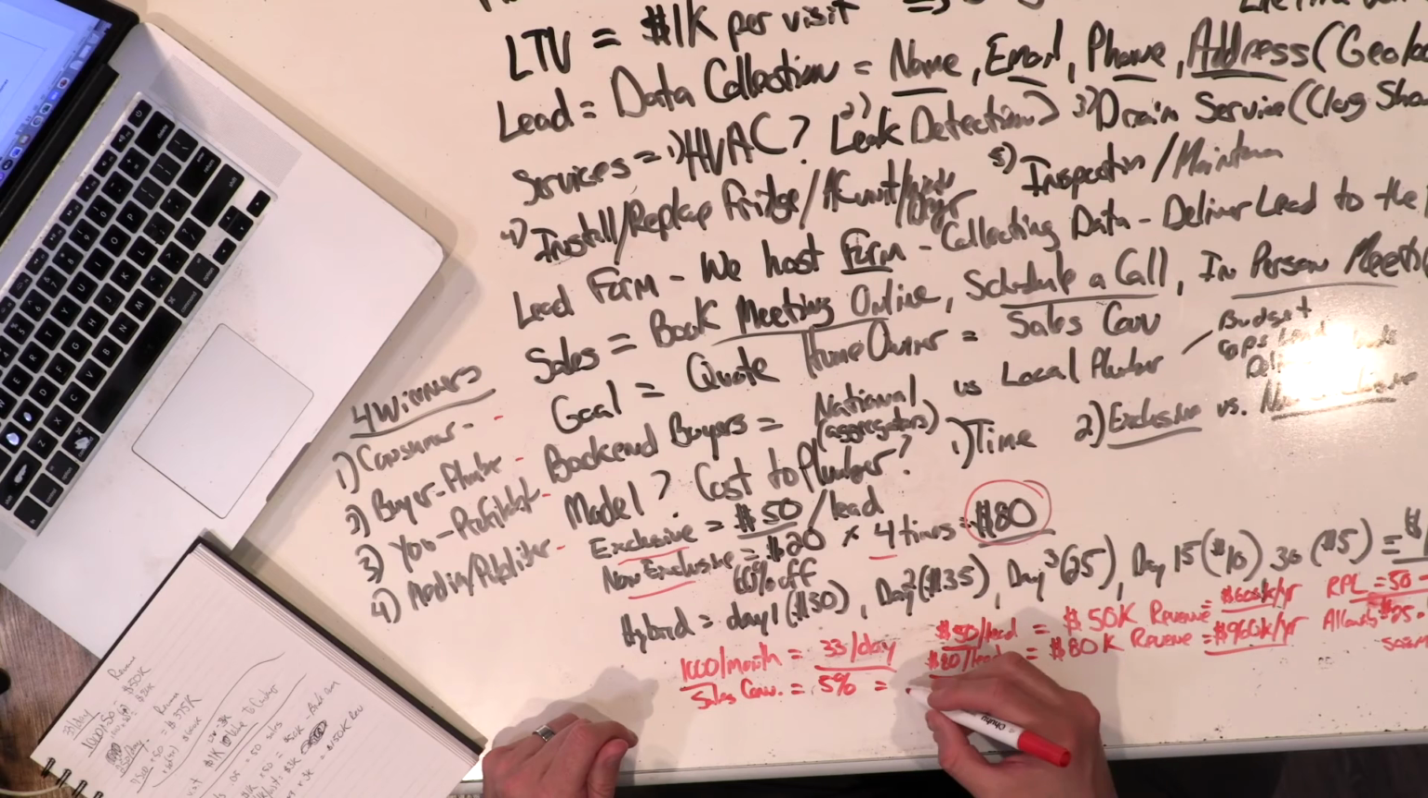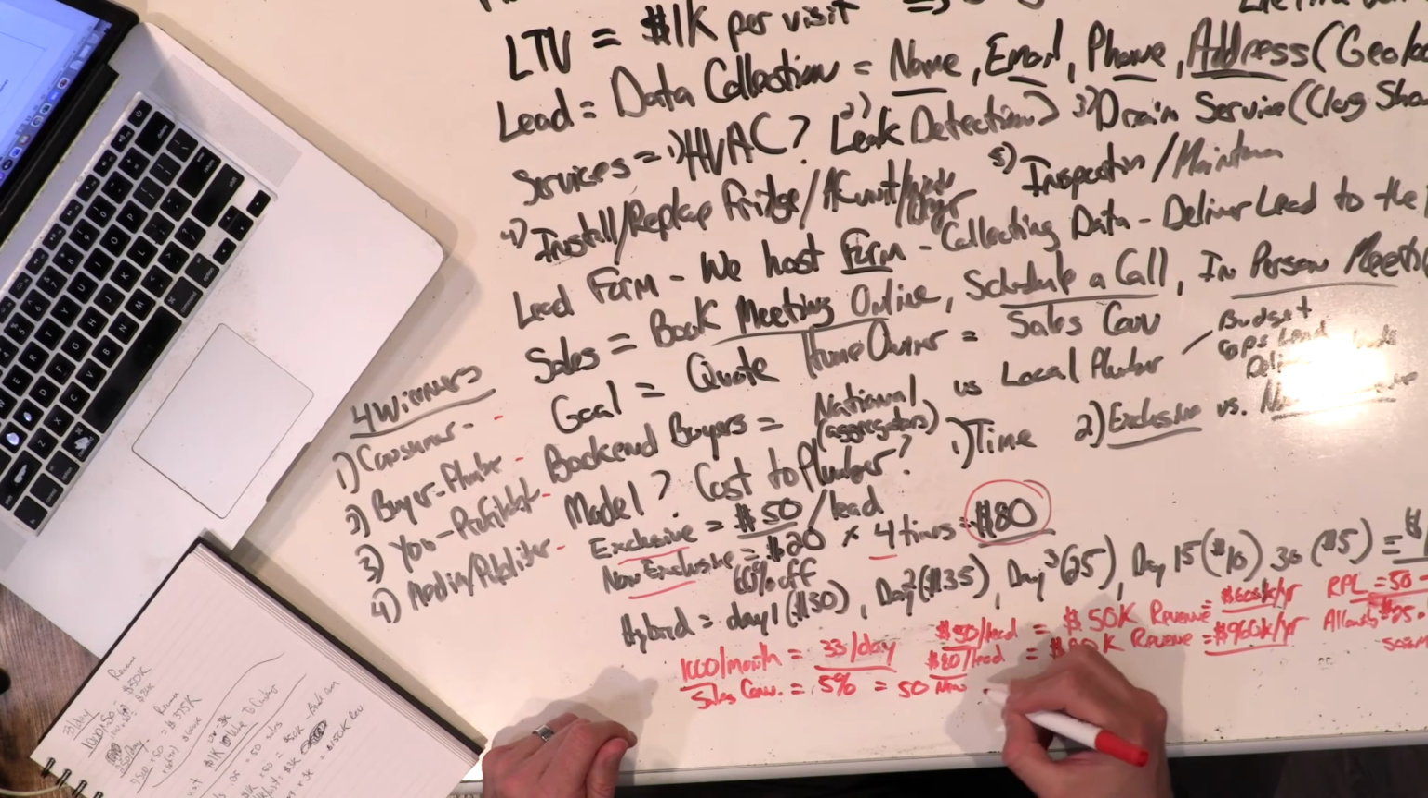So a 5% conversion rate at 1,000 leads will mean that we're going to generate 50 new customers per month. There you go. So we have 50 new customers per month. We have 1,000 leads a month. We're closing at 5%, 50, okay? Now, how do we know if it worked for the plumber or not?